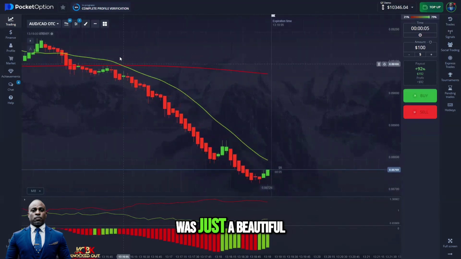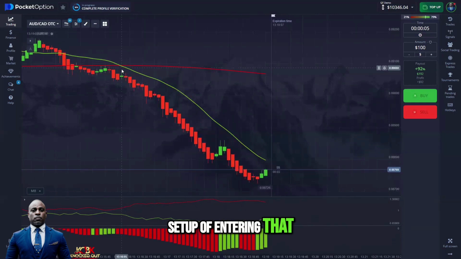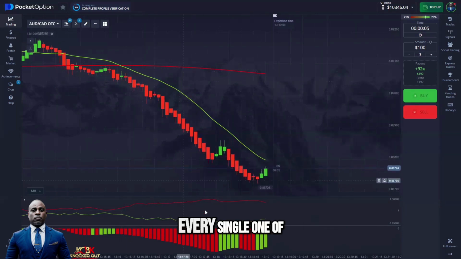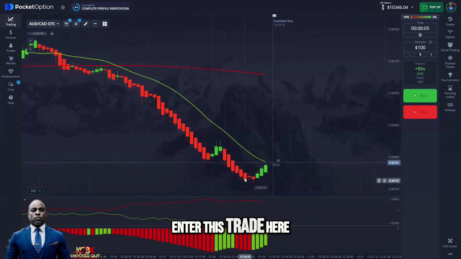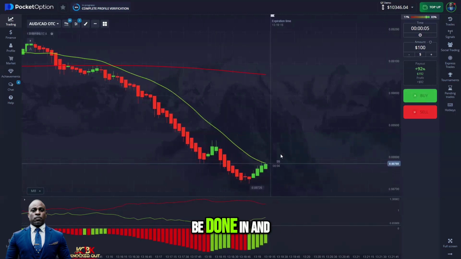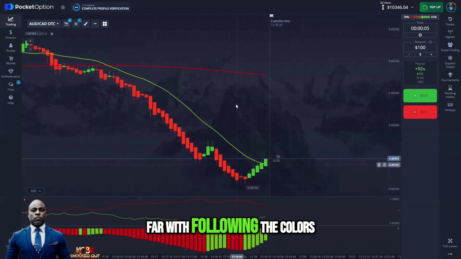This right here was just a beautiful setup of entering that trade and catching every single one of those trades. You guys just literally saw how I was able to enter the trade here, take a trade, and be done and in and out of the market. 1-0 so far with following the colors.